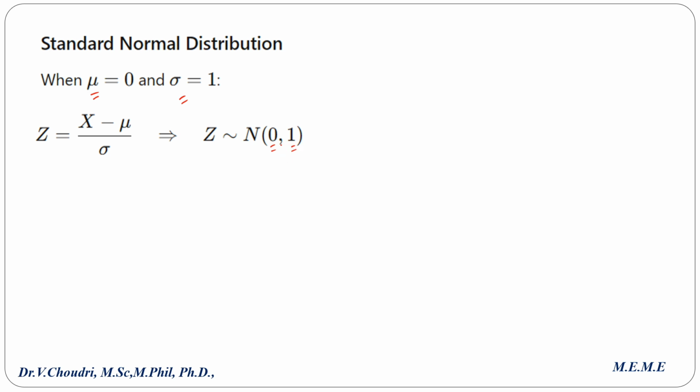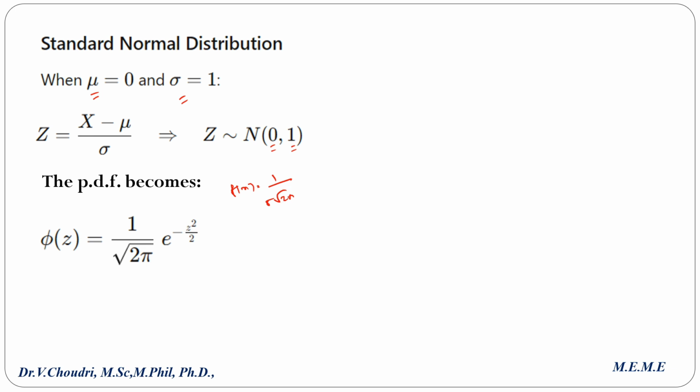Now we are going to define the PDF of this z. phi(z) = 1/root 2 pi e^(-z^2/2). Once again, remind that f(x) = 1/(sigma root 2 pi) e^(-(x - mu)^2 / (2 sigma^2)). Now this is equal to z, so we get z square divided by 2, and the sigma value is equal to 1. That's why the function becomes like this.